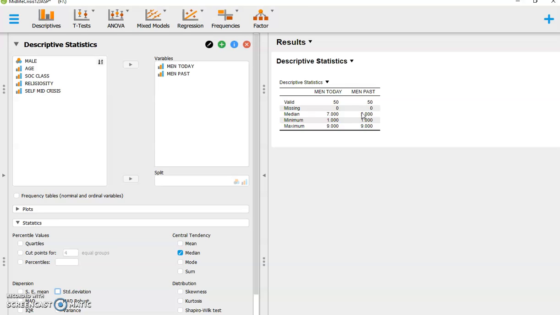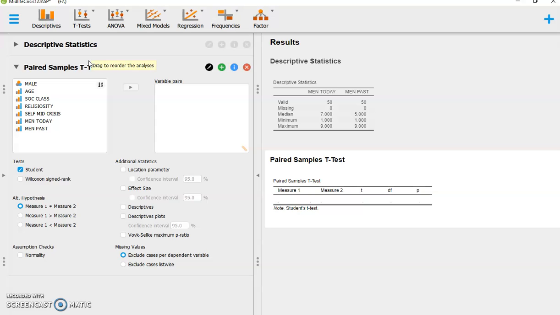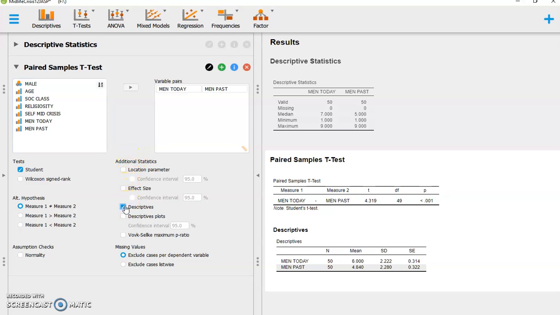Now, is that a significant difference? Well, let's go over to the t-tests and select paired samples t-test. Now, that would be a parametric measure. Let's go ahead and select our two variables again. And if we just looked at the means of the two groups with a t-test, we would see we would have an excellent level of significance, and the mean difference would be 60% versus 48% for men in the past.